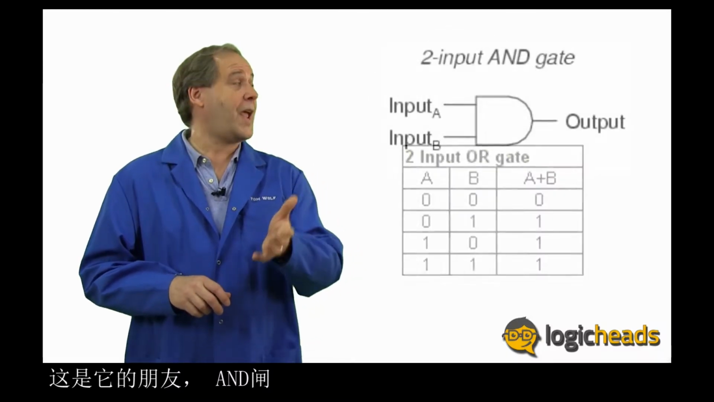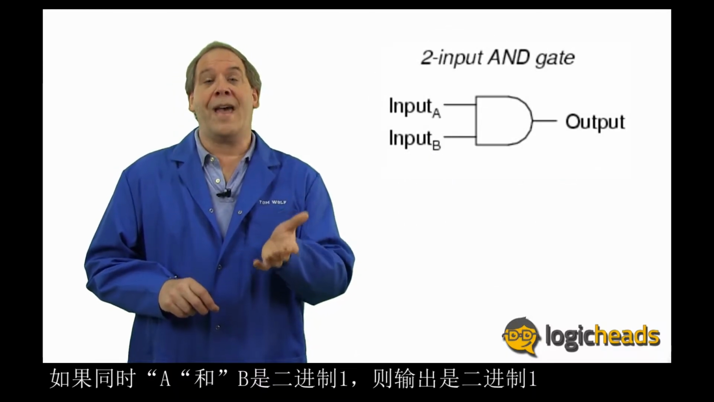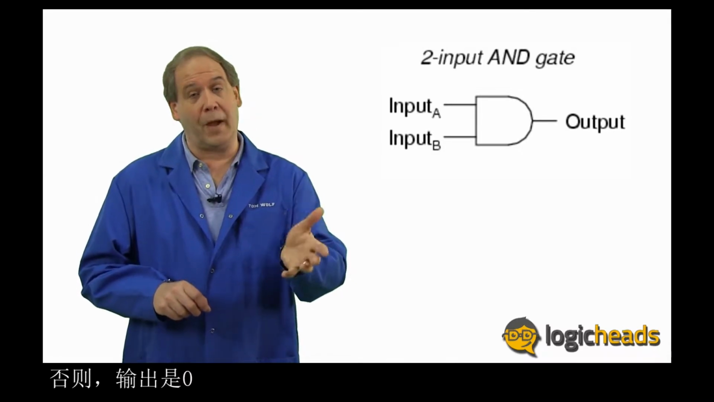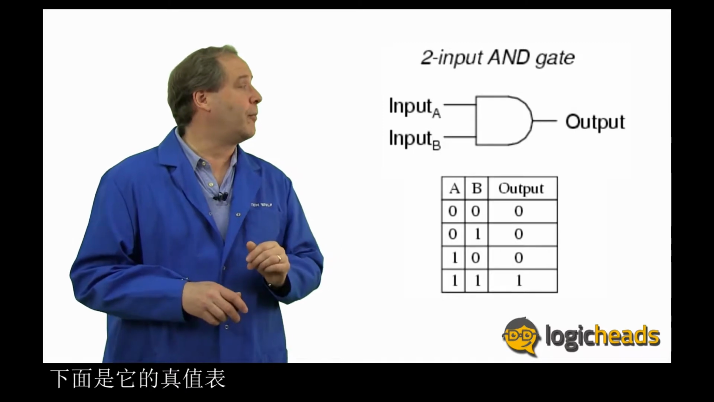And here's its friend, the AND gate. If both A and B are binary 1, then the output is a binary 1. Otherwise, the output is 0. And here's its truth table.